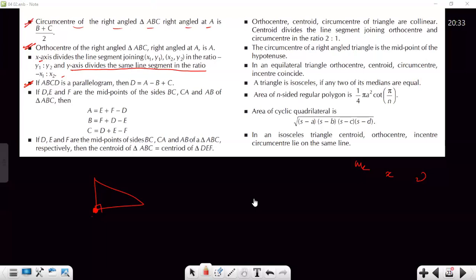So here D, E, F are the midpoints of the sides BC, CA, and AB. So I have to explain this point.